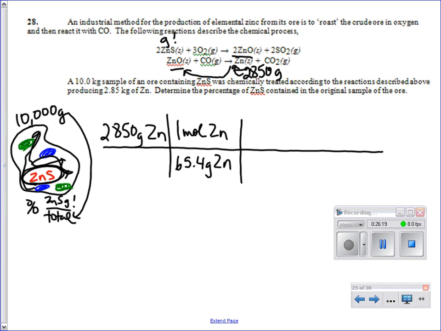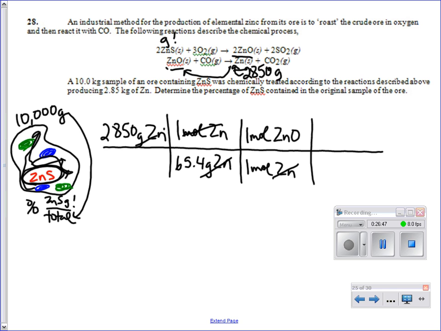Do you see why it's crucial that you write units down? Had I not done that and I saw that my units were canceling, I might have done the problem incorrectly. Units stop you from making silly mistakes. Now, I've got a 1-to-1 relationship, 1 mole of zinc, I have 1 mole of ZnO, zinc oxide. So my moles of zinc cancel.